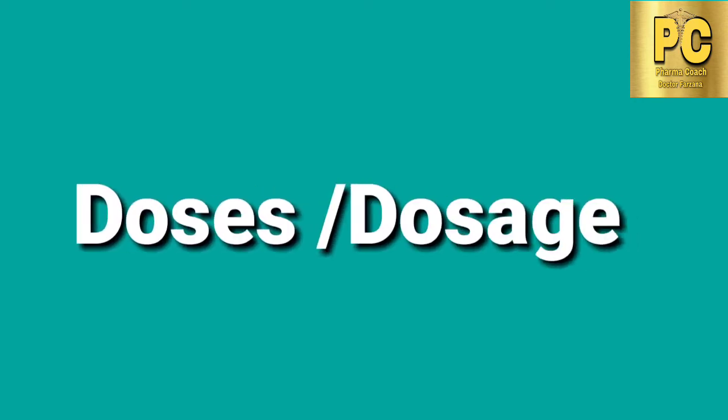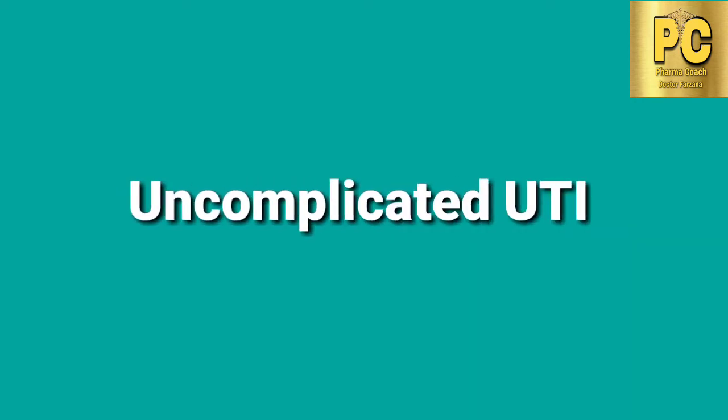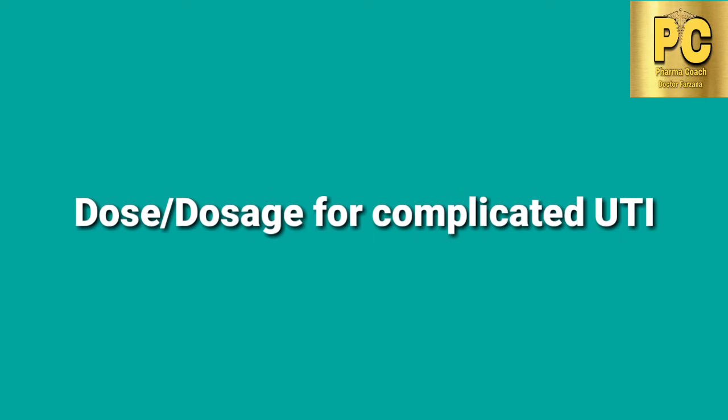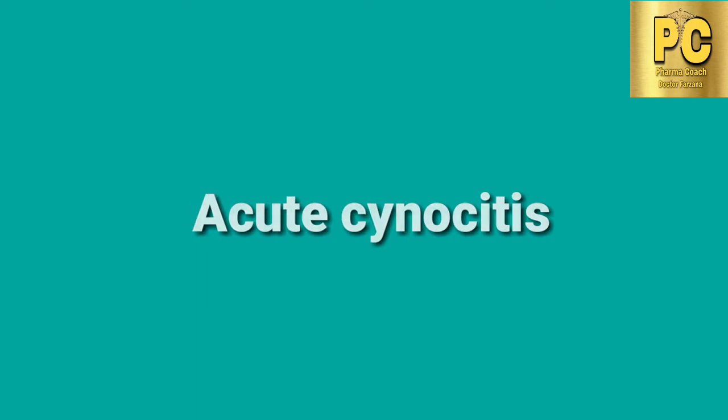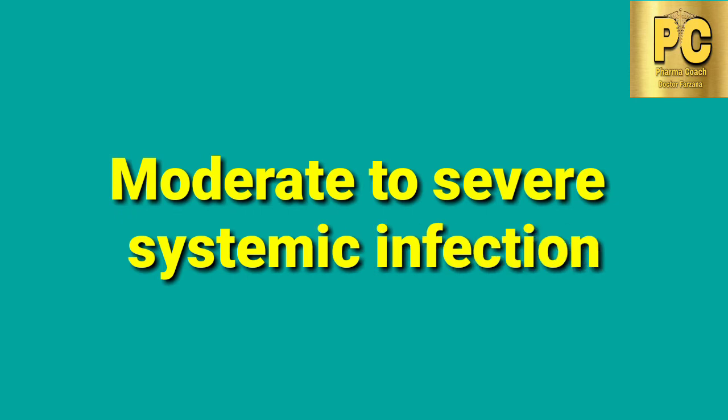Now the doses on the basis of condition. In uncomplicated UTI, we give ciprofloxacin orally 250 mg every 12 hours, and if extended release tablet then 500 mg for 3 days, and if IV then 200 mg every 12 hours for 7 to 14 days. In complicated UTI, 1000 mg for 7 to 14 days, and if IV then 400 mg every 12 hours for 7 to 14 days. In acute sinusitis, we give ciprofloxacin orally 500 mg every 12 hours for 10 days.